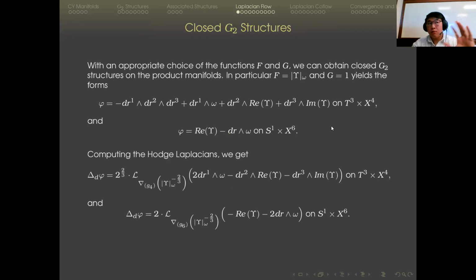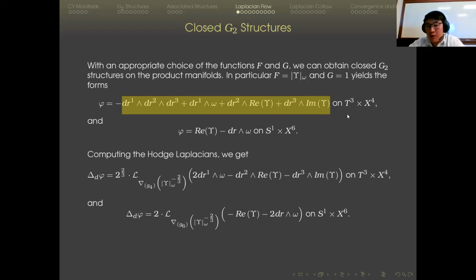So now that we know how to go from Calabi-Yau structures to G2 structures, we can talk about what happens when we flow structures that we get from there. So if we start with the Laplacian flow, as mentioned before, we like to restrict our attention to closed G2 structures. So we need to pick F and G in a nice way that does so. In particular, if we pick F to be this norm of upsilon with respect to omega and G to just be the constant 1, then we get these G2 structures. So on T3 cross the Calabi-Yau twofold, we get this, and on S1 cross X6, we get the other one. Since both omega and upsilon are closed, we can see that these forms are indeed closed on the product.